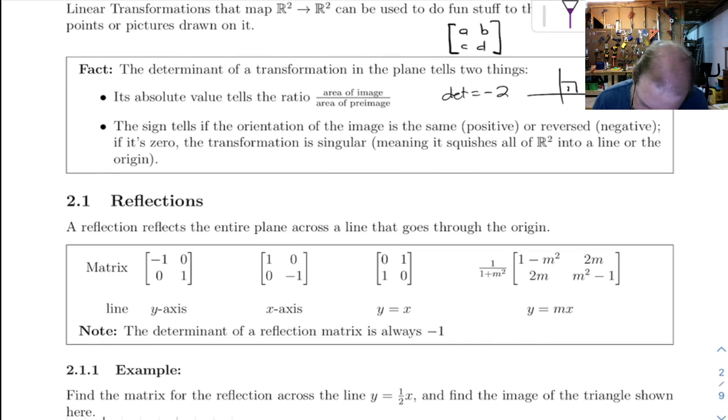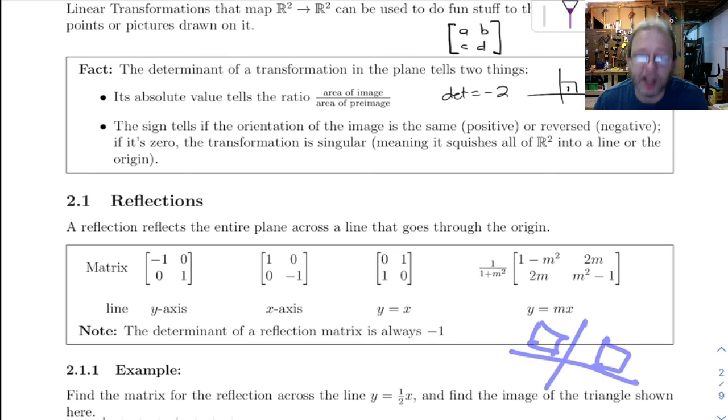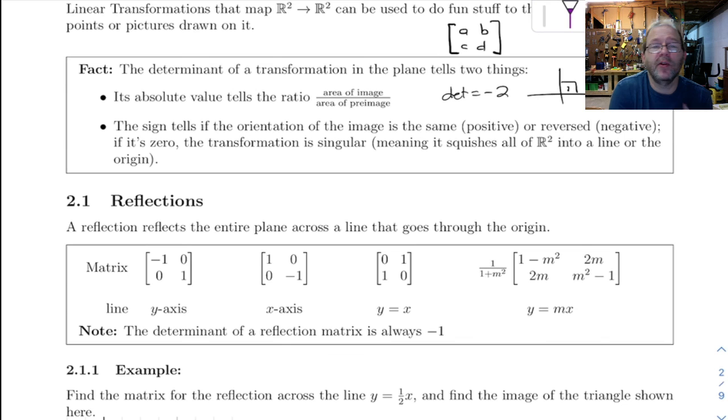And that makes good sense, because if you take something and just reflect it across the plane, across somewhere, its size doesn't change, but it does give you the mirror image. So the mirror image tells you the negative, and the 1 tells you that the size does not change.